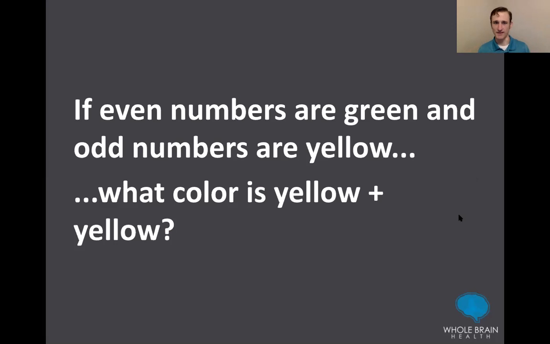All right, here's our next brain teaser. If even numbers are green and odd numbers are yellow, what color is yellow plus yellow? I'll give you about 15 seconds.